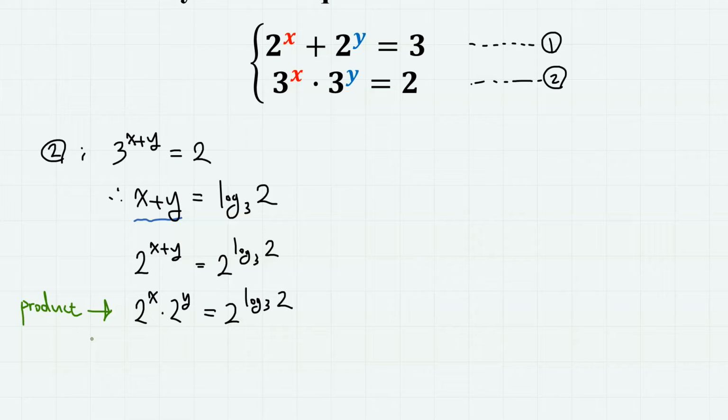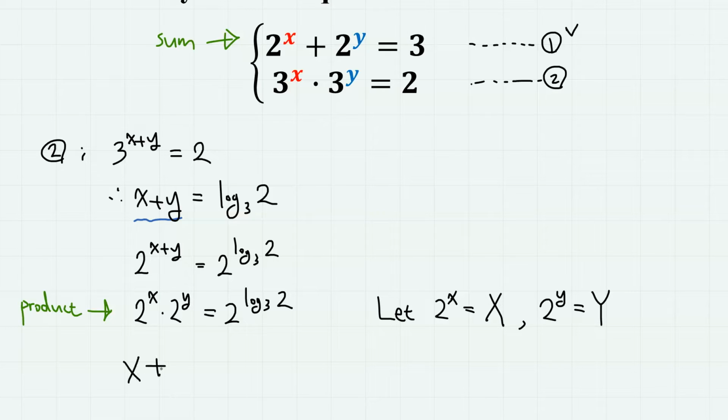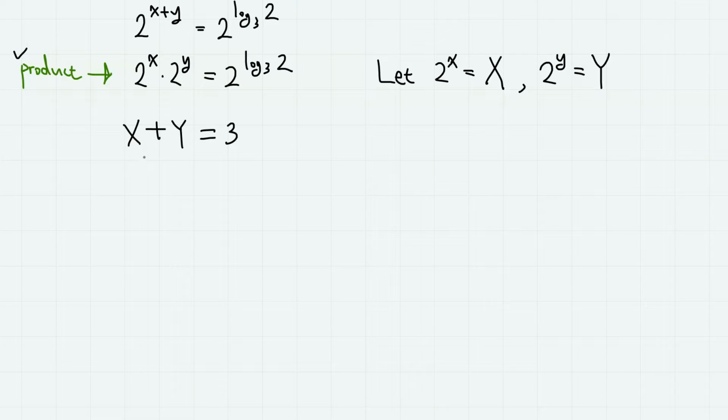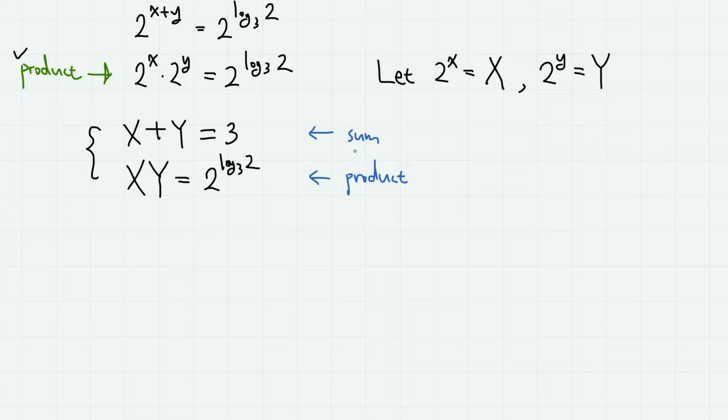So here, we have the product of 2 to the x and 2 to the y, and in equation 1, we have the sum of 2 to the x and 2 to the y. For simplicity, let us make a substitution. 2 to the power of x equals capital X, and 2 to the power of y equals capital Y. Then, equation 1 can be written as capital X plus capital Y equals 3. And this equation can be written as capital X times capital Y equals 2 to the power of log base 3 of 2. So we have the sum and product of capital X and capital Y.